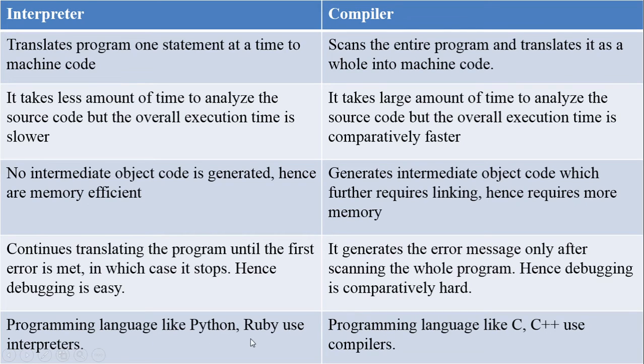Programming languages like Python, Ruby, etc. follow this interpreter way of execution, and programming languages like C, C++, etc. follow compiler type activity. So these are some basic differences between interpreter and compiler. These two are meant for a simple purpose, converting into machine code to support the execution, but the way of conversion is different between interpreter and compiler.